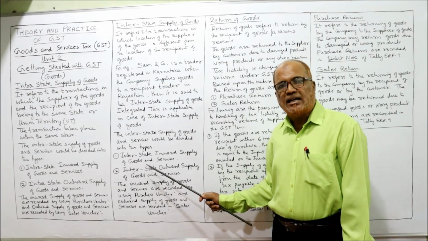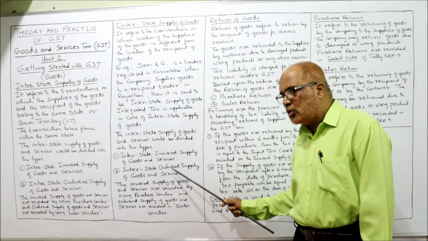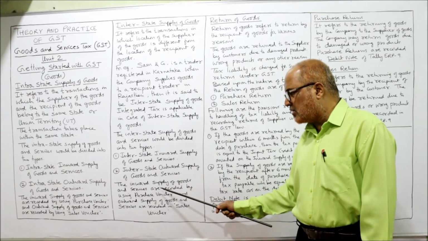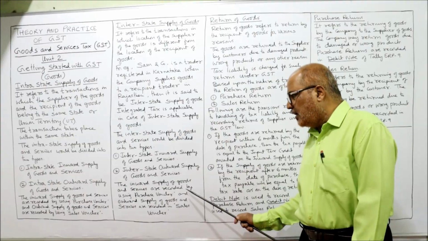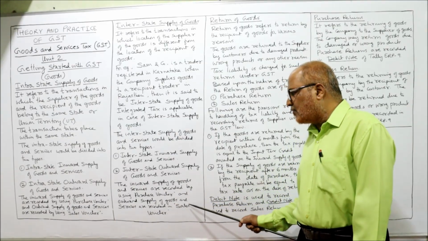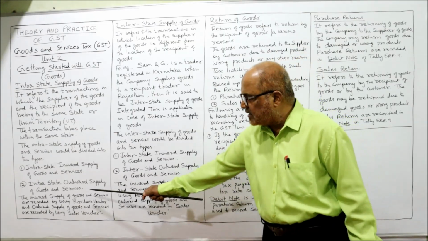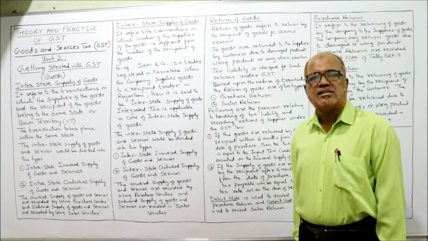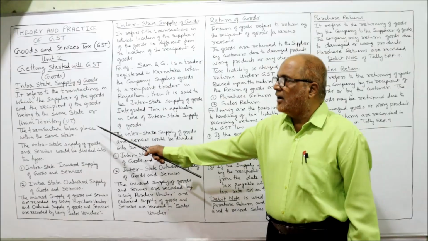Here, interstate inward supply of goods and services and interstate outward supply of goods and services. The inward supply of goods and services are recorded in the purchase voucher, and the outward supply of goods and services are recorded in the sales voucher, exactly similar to the intra. So almost provisions are same. Similarity is there, but differences are also there between intra and interstate.